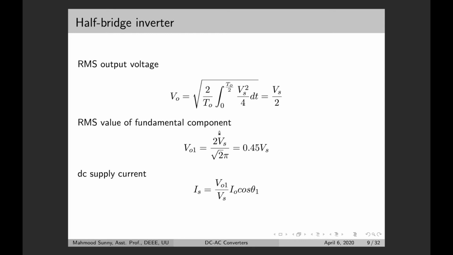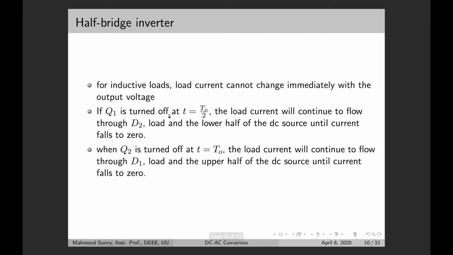The RMS value of the fundamental component is actually less than that, so we have 45% of the supply voltage, and we can also calculate the DC supply current. So if we use inductive loads, then what happens?